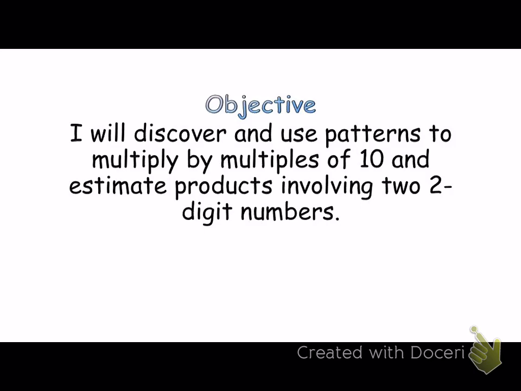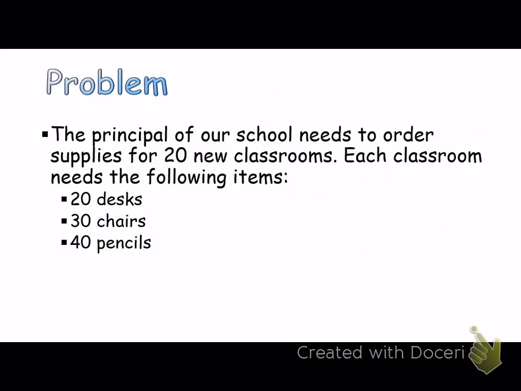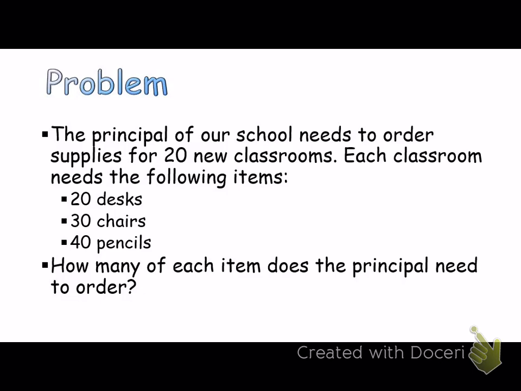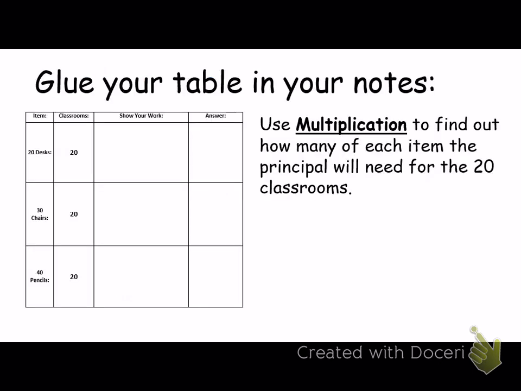involving two-digit numbers. The problem for today says, the principal of our school needs to order supplies for 20 new classrooms. Each classroom needs the following items: 20 desks, 30 chairs, and 40 pencils. How many of each item does the principal need to order? Go ahead and glue your table in your notes if you haven't already done so. We're going to be using multiplication to find out how many of each item the principal will need for the 20 classrooms. Go ahead and complete this work with me as I solve.